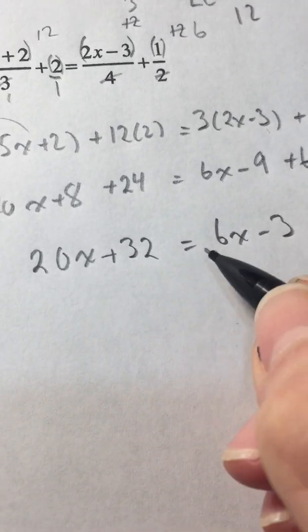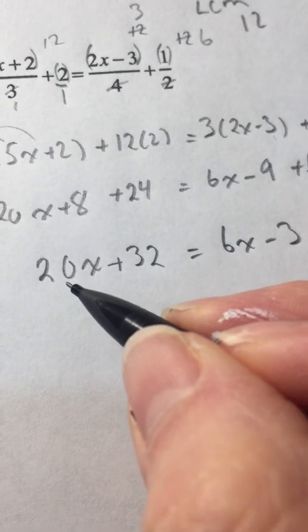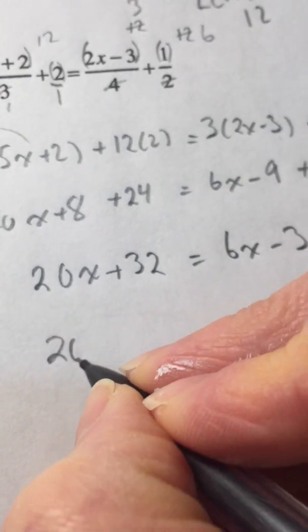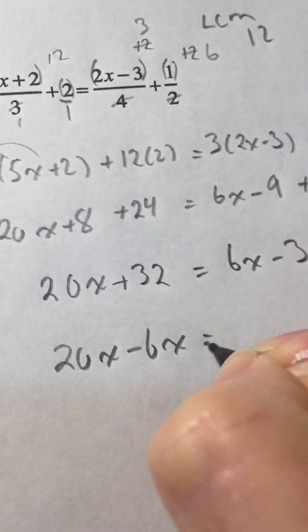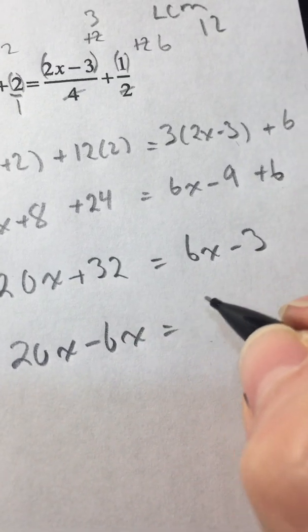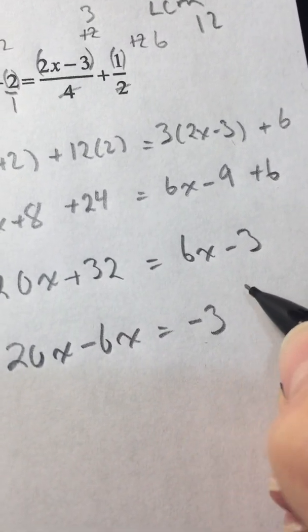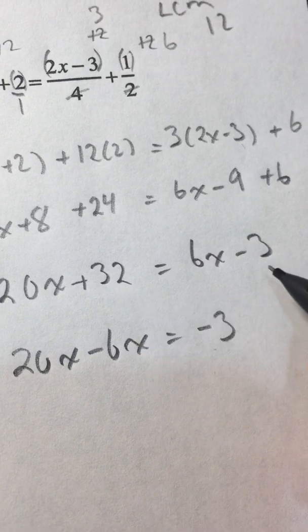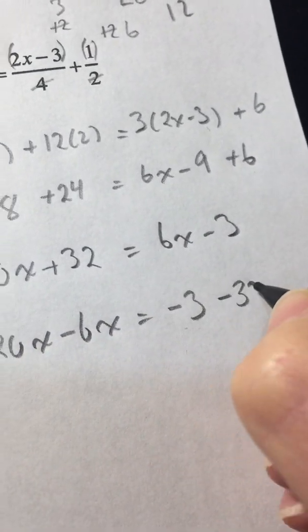I see I've got 20x here and 6x there. I've got more on this side, so I'm going to leave it over here. On this side, I'm going to have 20x take away 6x. I also subtracted 6x from that side, but of course it would disappear. That would leave me -3. And I'm going to subtract 32 from both sides. I'm just combining it, doing it at the same time.